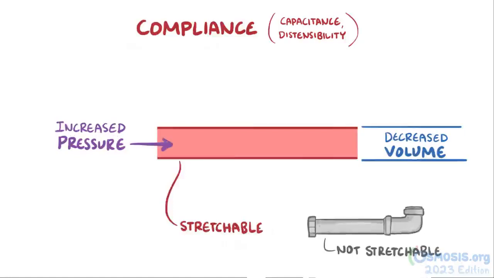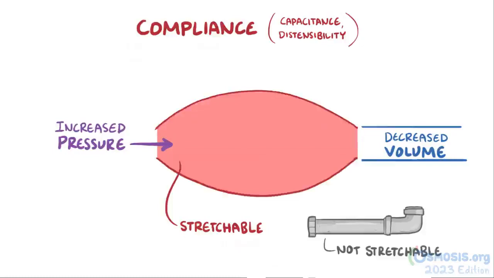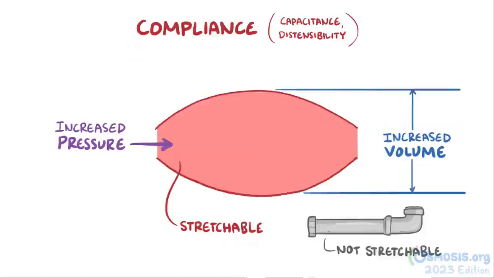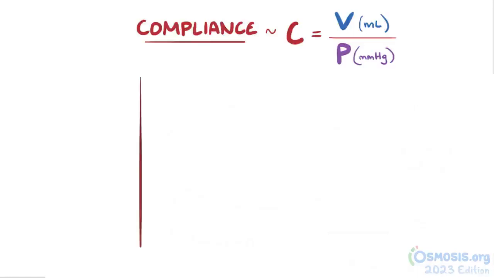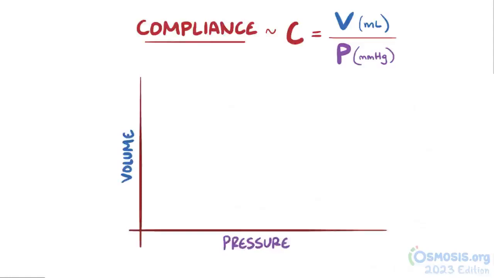So if the pressure increases, the walls of the tube can actually stretch out a bit to accommodate a larger volume. And exactly how much they stretch out depends on their compliance. Now, we can calculate a given blood vessel's compliance, C, by dividing the volume of blood, V, in milliliters, by the amount of pressure, P, in millimeters of mercury that the blood's experiencing. And so we measure compliance in milliliters over millimeters of mercury. So when we plot out volume as a function of pressure, the slope, or volume over pressure, is the compliance.